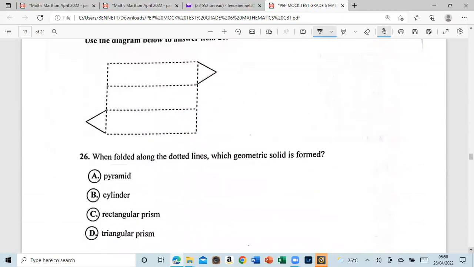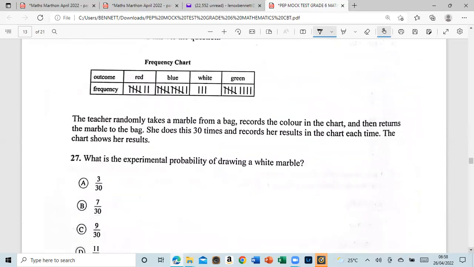All right. So when folded along the dotted lines, which geometric solid is formed? Is it a pyramid, a cylinder, a rectangular prism, or a triangular prism? All right, and this would be a triangular prism. You would have done this with your teacher, right?